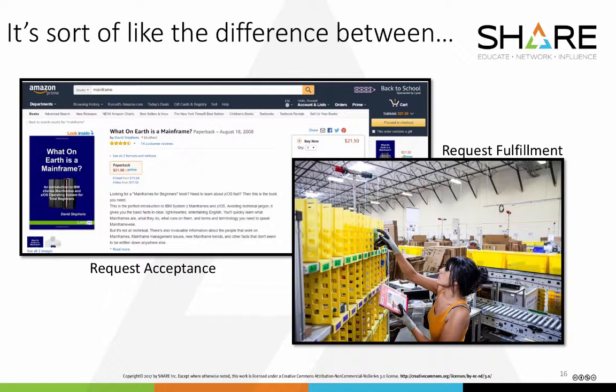Now, first of all, I really like this slide only because I found that there is a person who wrote a book called What on Earth is a Mainframe? Has anyone ever ordered that book? Really? You're the first person who's ever raised their hand when I asked that question. So there is a book, in case we're all wondering.